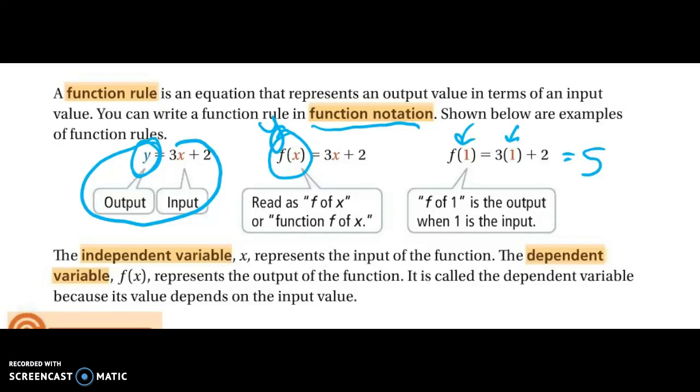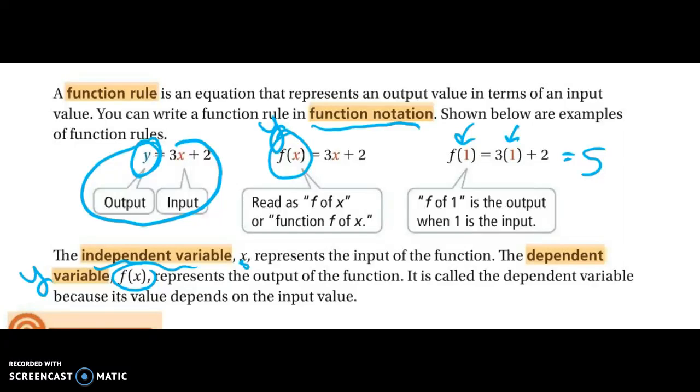The output is the same as the y value or the function value. The x here is the independent variable. Okay, it doesn't depend on anything. It's the input. The dependent variable, which is like the y or the f of x, depends on what the x value is. That's why it's called dependent. You put in an x, and the output depends on what you put in. So that's called the dependent value.